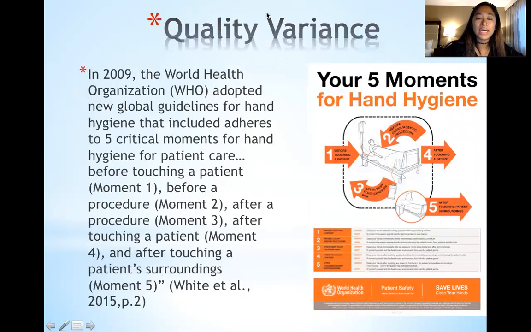In 2009, the World Health Organization adopted new global guidelines for hand hygiene that included adhering to 5 critical moments for hand hygiene. So the 5 moments are before touching a patient, before a procedure, after the procedure, after touching the patient, and after touching their surroundings. And this chart is actually at the nursing station where we can wash our hands.